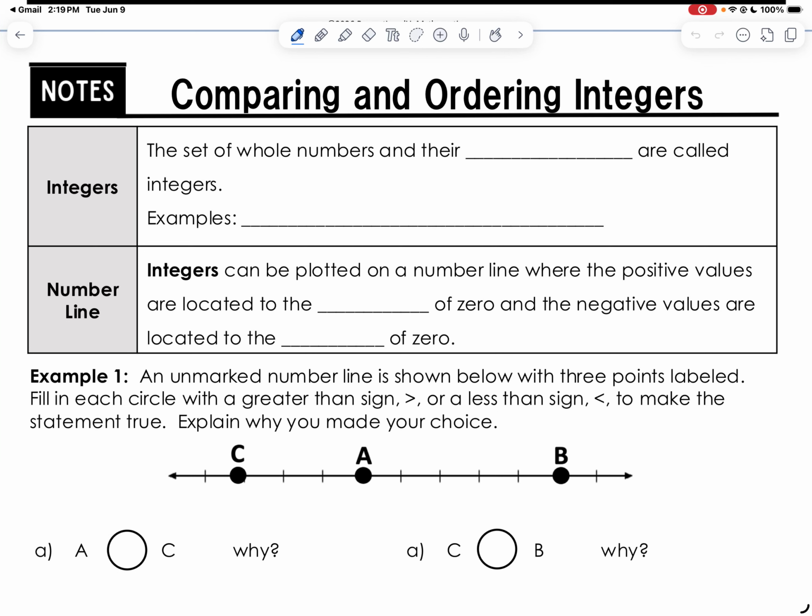In today's lesson, we will be comparing and ordering integers. Before we do that, let's look at a couple of definitions. First of all, the word integers is simply the set of all the whole numbers and their opposites.